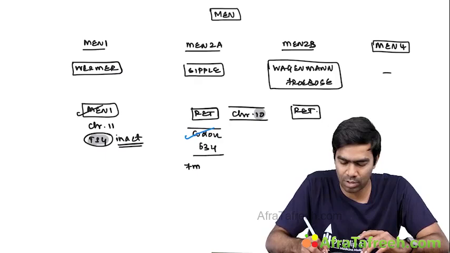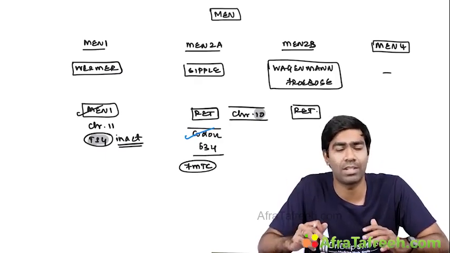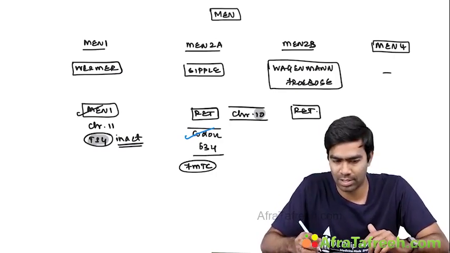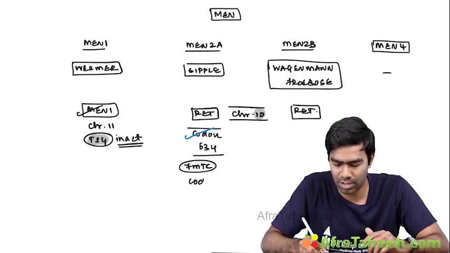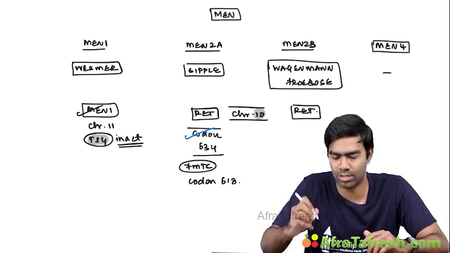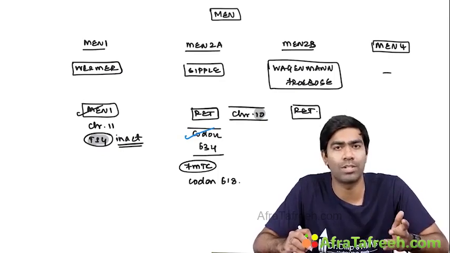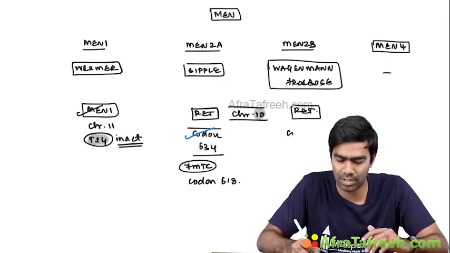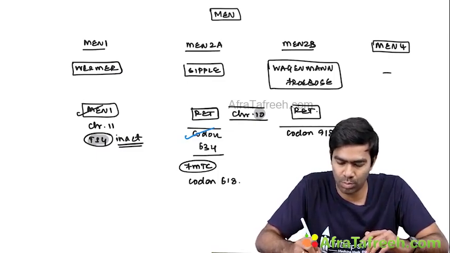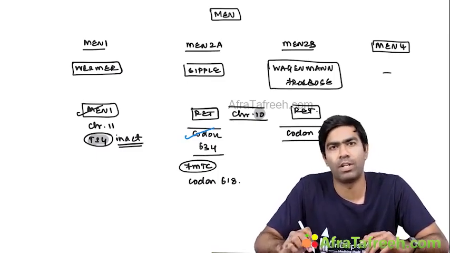There is a variant of MEN2A we'll discuss in some time, that is called FMTC, the familial medullary thyroid cancer. This FMTC variant will have codon 618 mutations. If they ask you what is the most common RET proto-oncogene mutation in MEN2B syndrome, the answer will be codon 918. So this is the most common mutation that is associated with MEN2B.